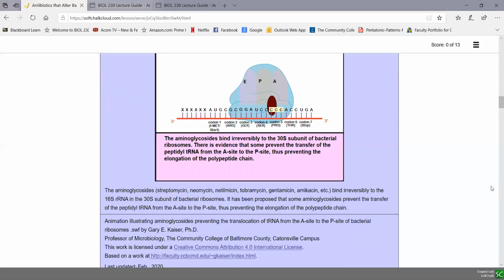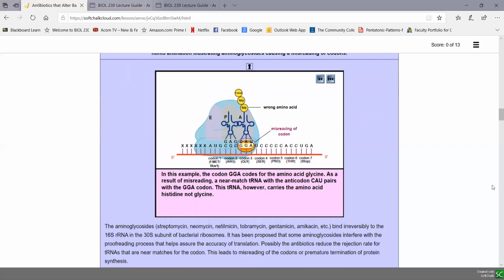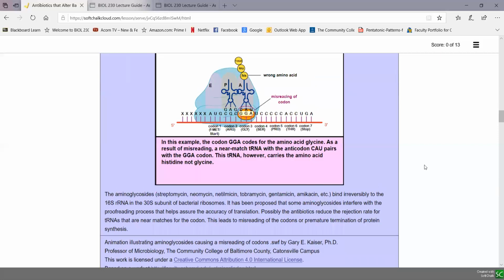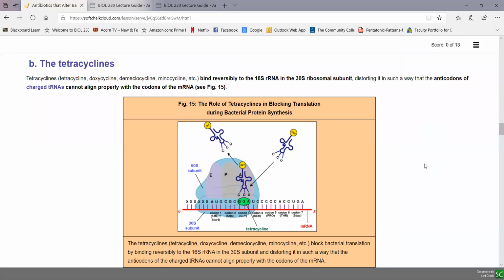So those are a couple theories as to how the aminoglycosides work. By attaching to the 30S, they're either interfering with the reading of a codon or blocking the ribosome so the transfer RNA can't move from the A to the P site. Now the tetracyclines, which we've mentioned a number of times during the semester, bind reversibly to the 16S RNA in the 30S subunit. And by binding reversibly, they're static rather than cidal in action.